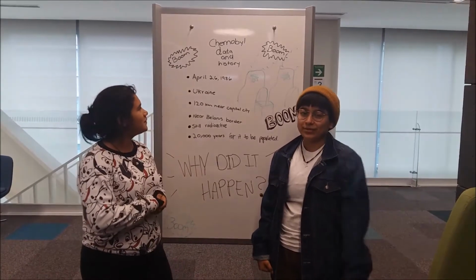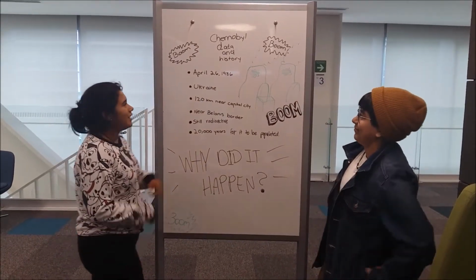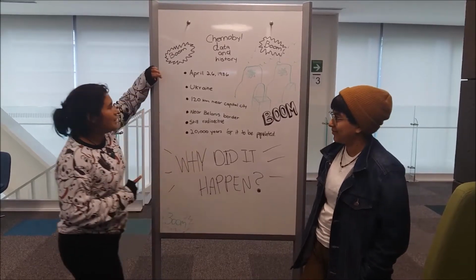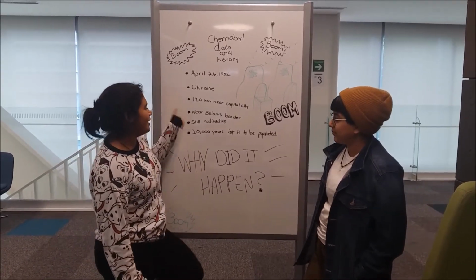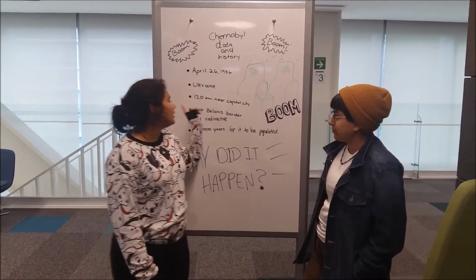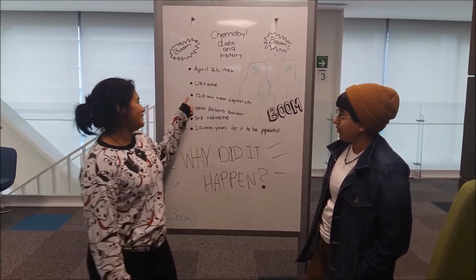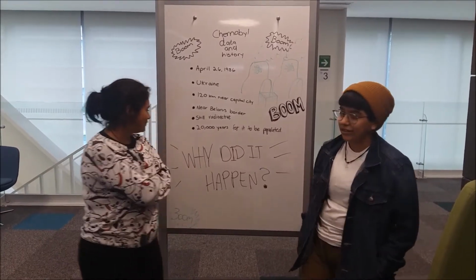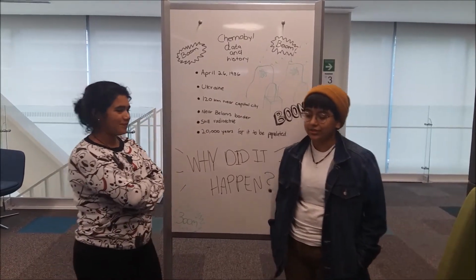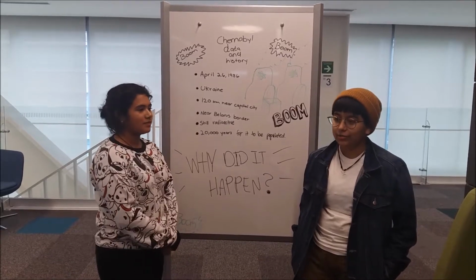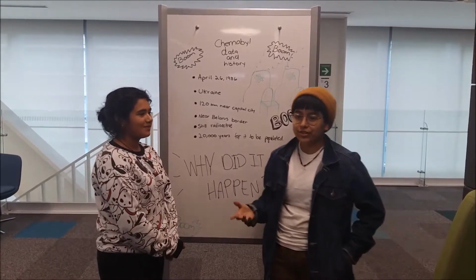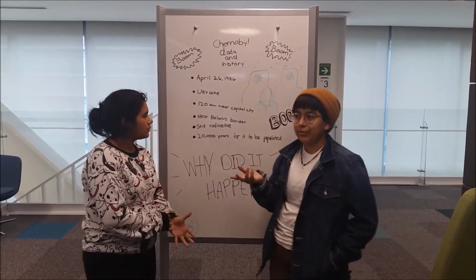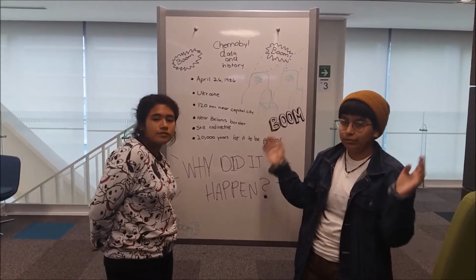When and why did it happen? Well, it happened on April 26th of 1986, in Ukraine, near the Belarus border, about 120 kilometers from the capital city. It happened in a factory in Chernobyl. It was a nuclear energy factory, and it happened because someone made a mistake, a person made a mistake, and the whole thing blew up.